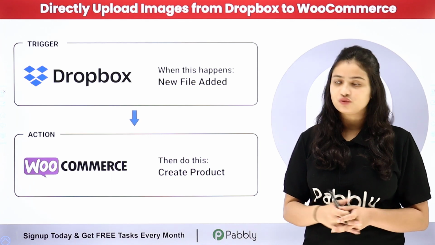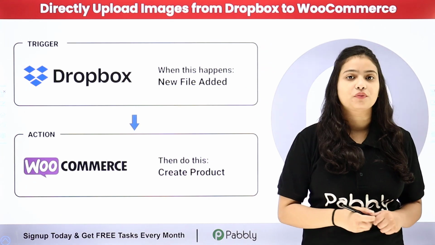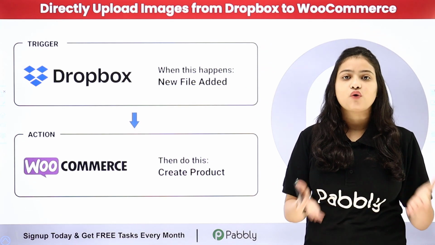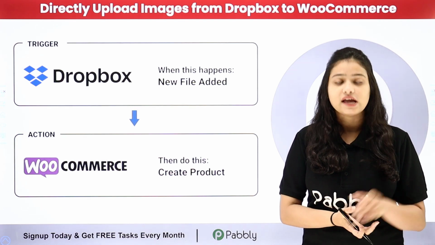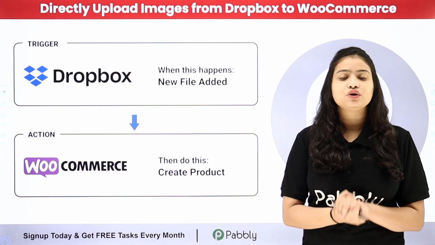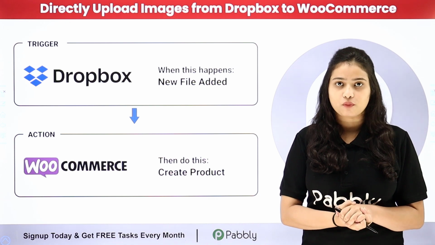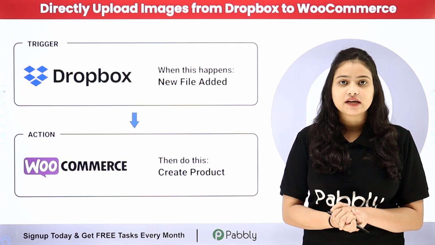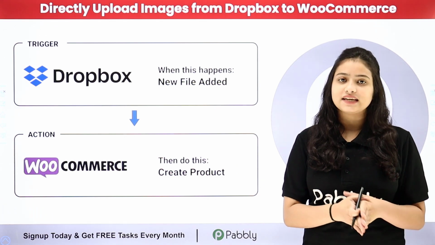In this video, we are going to learn how to directly upload images from Dropbox to WooCommerce. So here I am managing an online wallpaper and interior store with the help of WooCommerce, which is an amazing e-commerce store. And my objective is that as soon as I upload a new image related to a wallpaper design in my Dropbox, immediately a product should be created along with that same image in my WooCommerce store. So how are we going to automate this entire process?